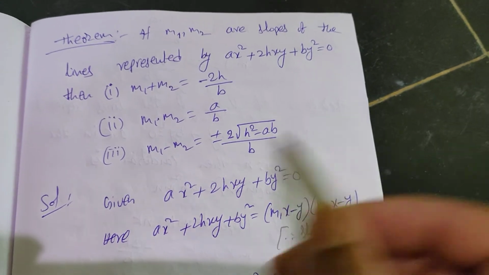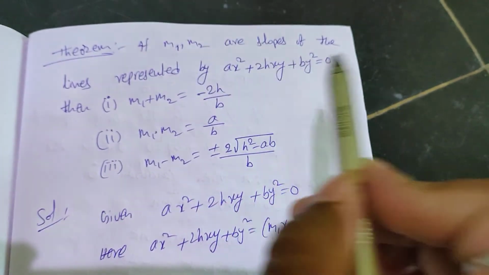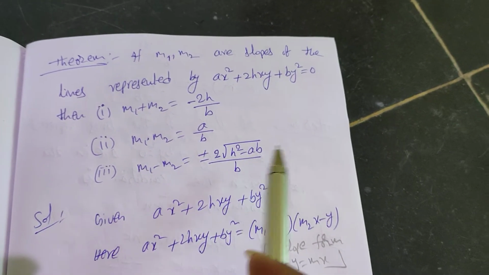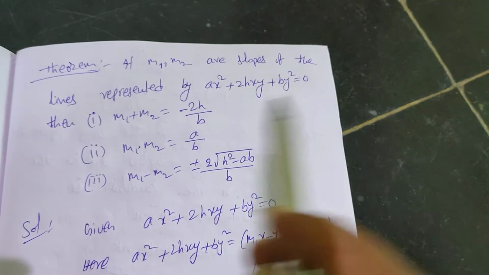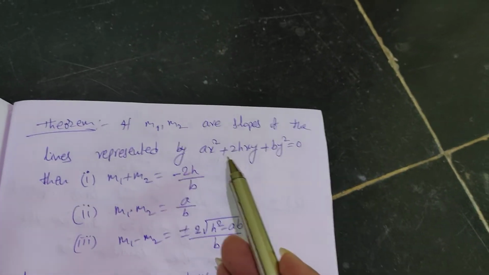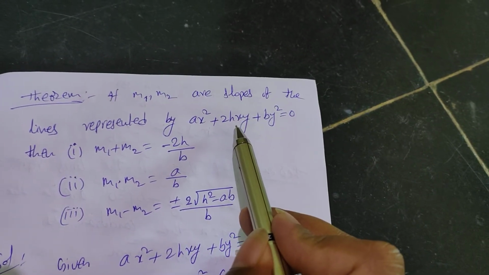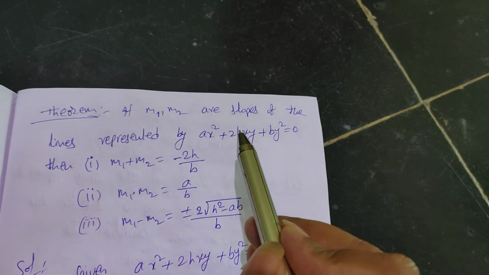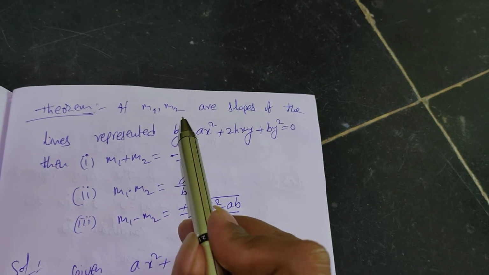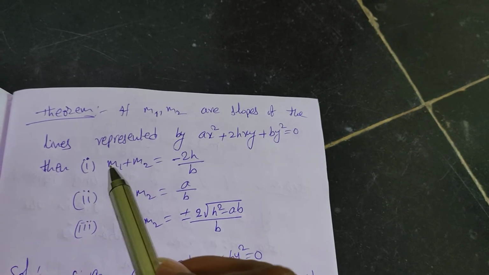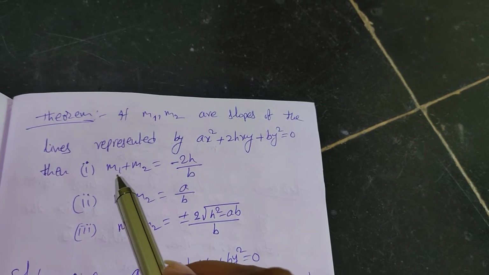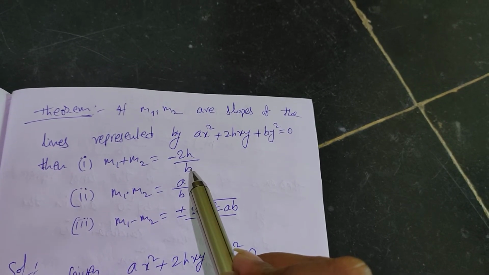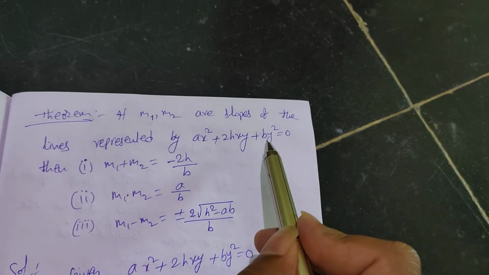Okay, students, our next theorem is: if m1, m2 are slopes of the lines represented by ax² + 2hxy + by² = 0, that means it represents a pair of straight lines. For those straight lines with slopes m1, m2, we are asked to show that the sum of the slopes, m1 + m2, is equal to minus 2h by b. This means minus 2h by b.